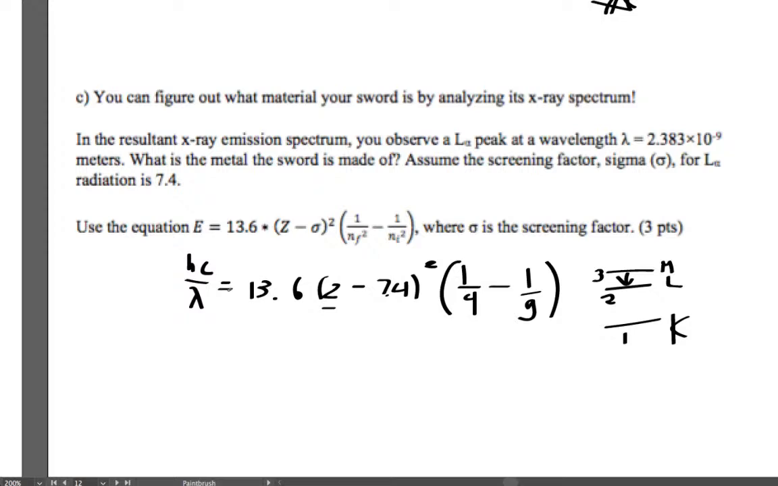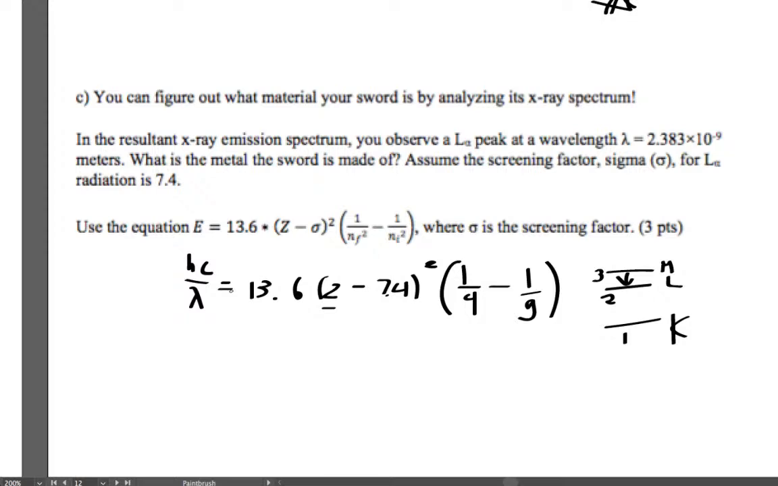Oh wait, 10 to the power of 8, not negative 8. There we go. So 4.136 times 10 to the power of negative 15 multiplied by 3 times 10 to the power of 8 equals hc, which is 1.2408 times 10 to the power of negative 6.